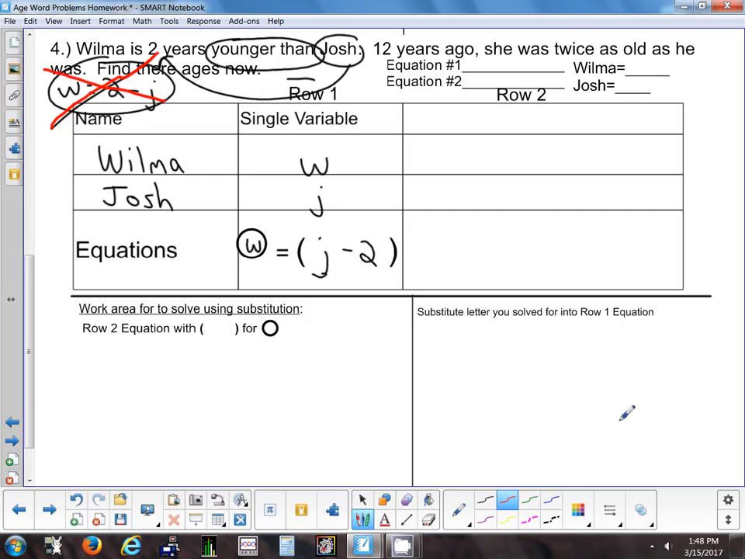So when it's younger than, you need to make sure that you put the subtraction second, and the variable you're using to represent that person's name needs to go first. That's a tricky one. So be very careful. We'll probably see that today when we review in class.